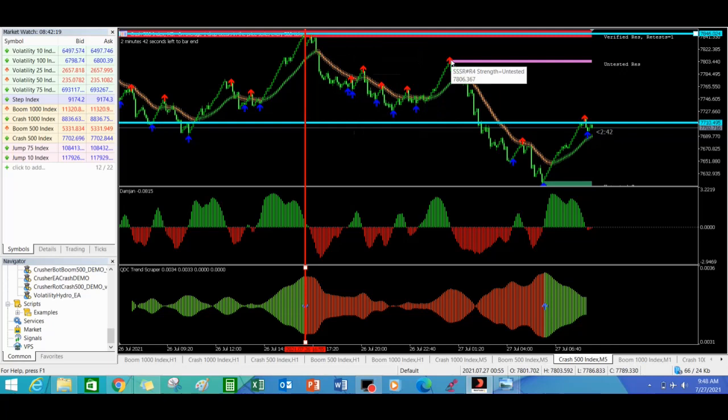How do you know if it is a pullback or if it is a total reversal in price action? That is why this is a custom made indicator. It will help you to know that easily. How do you know that? You know that by checking the trend there. Is it still red or has it changed to green?